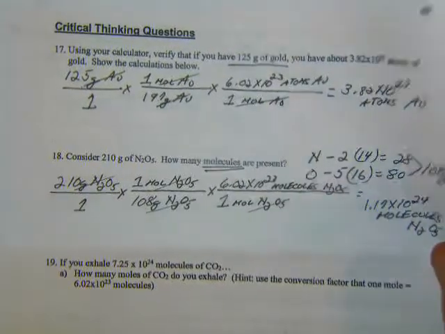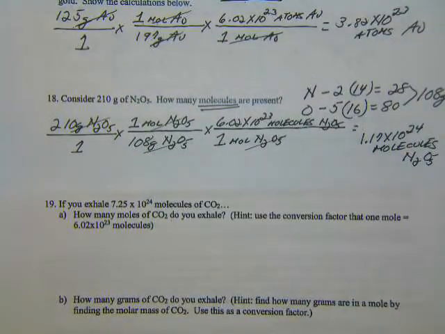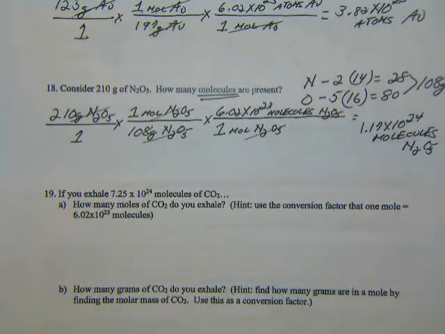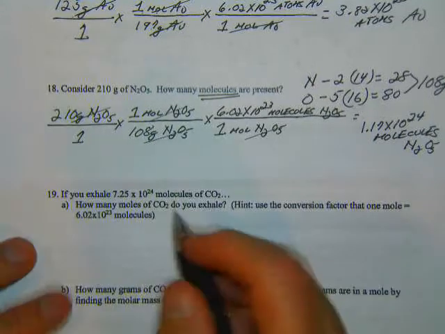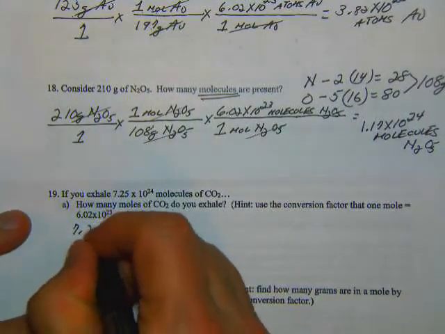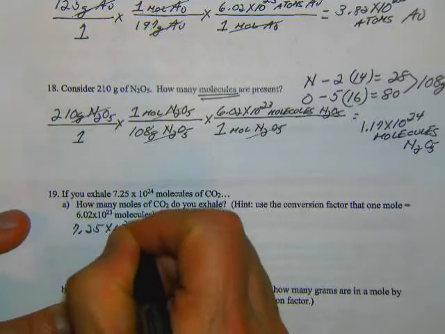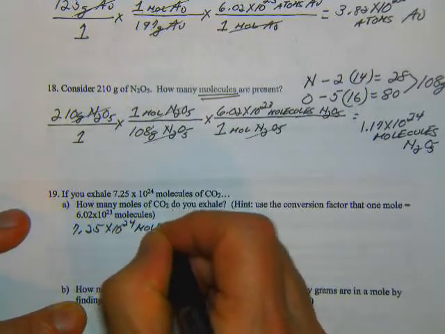All right, let's look at problem 19. Again, we're kind of working back and forth in here. We're going from grams to molecules, and then molecules back to moles or back to grams. So if we exhaled 7.25 times 10 to the 24th molecules of CO2, how many moles did we exhale? We have molecules and we want to go to moles. Grams don't even enter into the equation here. So let's write down what we have: 7.25 times 10 to the 24th molecules.